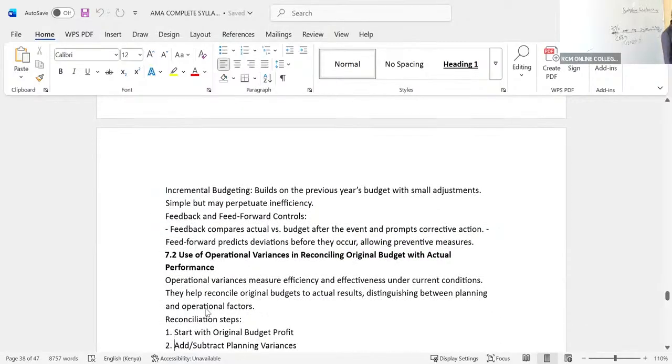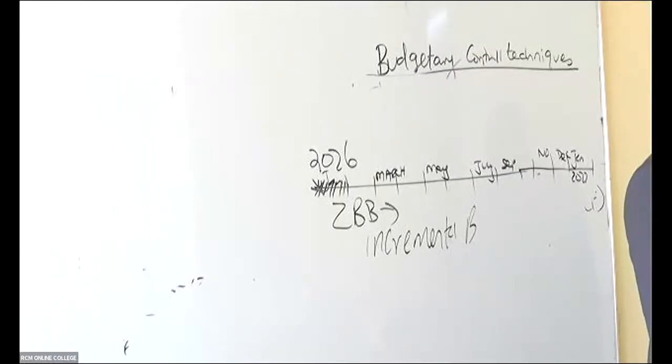So use of operational variances in reconciling original budget with actual performance. So this one we shall be able to use the same question, which is from May 2015, actually a long ago question. I've already done it in the evening class.